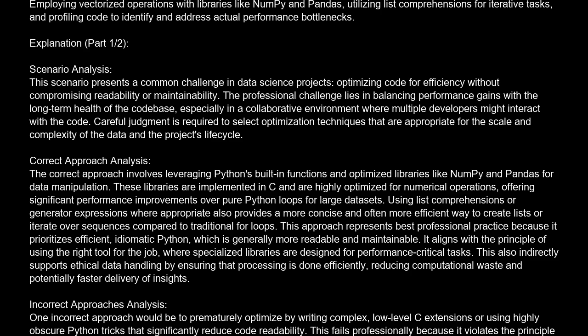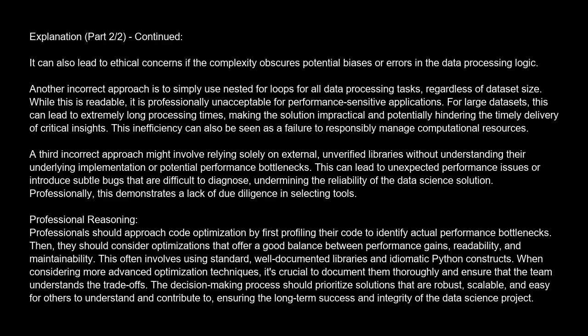One incorrect approach would be to prematurely optimize by writing complex, low-level C extensions or using highly obscure Python tricks that significantly reduce code readability. This fails professionally because it violates the principle of maintainability and collaboration. Code that is difficult to understand or debug increases the risk of errors and slows down future development. It can also lead to ethical concerns if the complexity obscures potential biases or errors in the data processing logic.